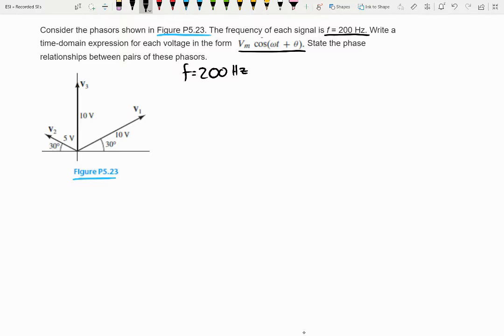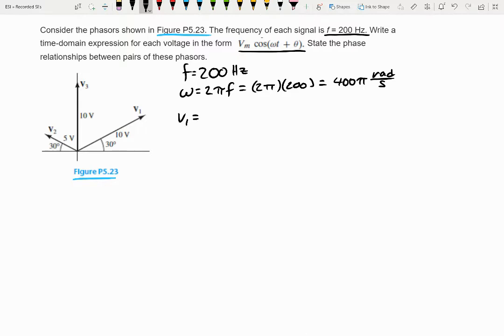In order to get omega first, omega is going to be equal to 2 pi f. So 2 pi times 200 is 400 pi, or 400 pi radians per second. Okay. And then now what we can do is just go through here and write them out.